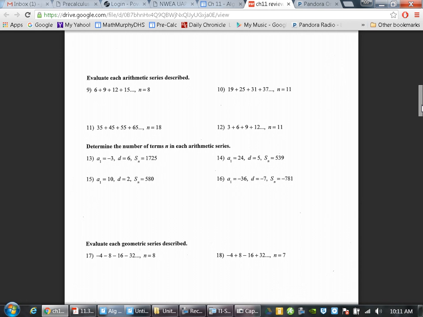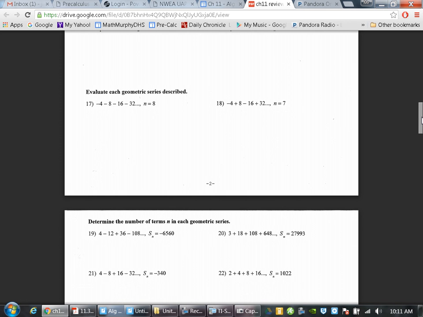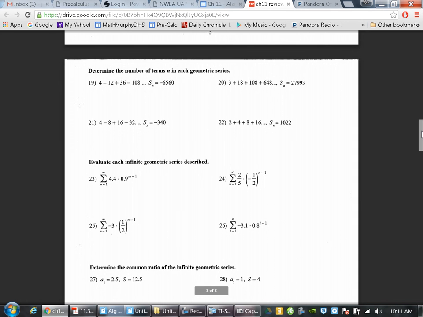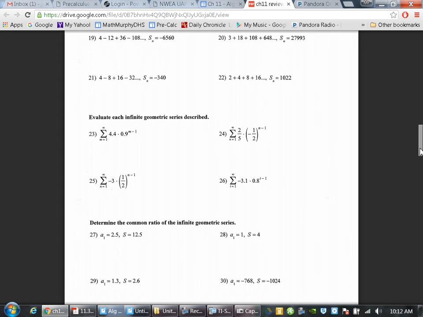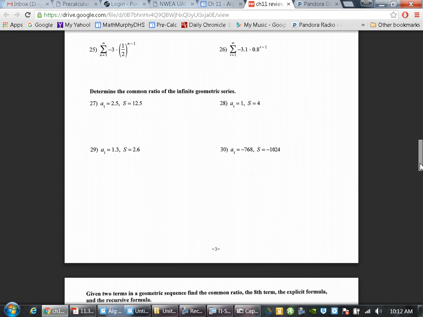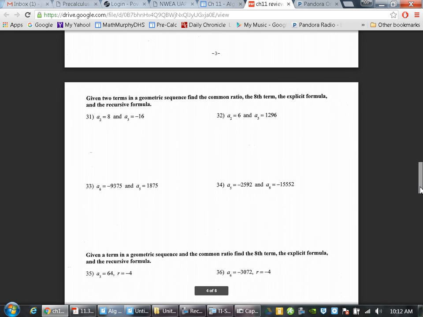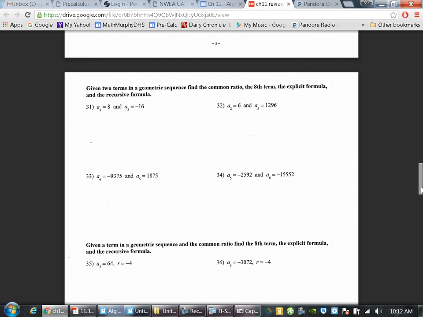Evaluate the arithmetic series. Determine the number of terms in the arithmetic series. Okay, this will be a lot of them. Evaluate the geometric series. Determine the number of terms in the geometric series. Evaluate the sums. Common ratios. Given 2 terms in a geometric sequence, that's the system of equations we'd solve for your rate, or you isolate the first term to start out with and go from there.